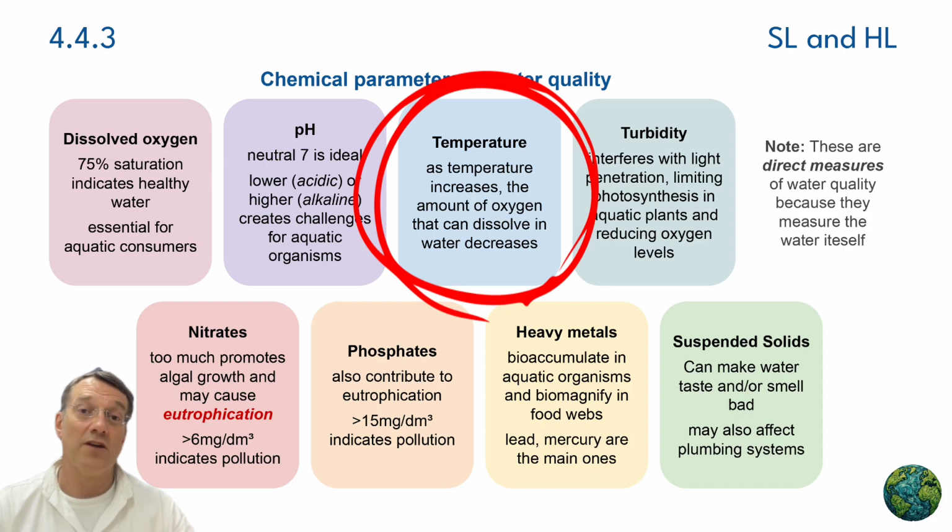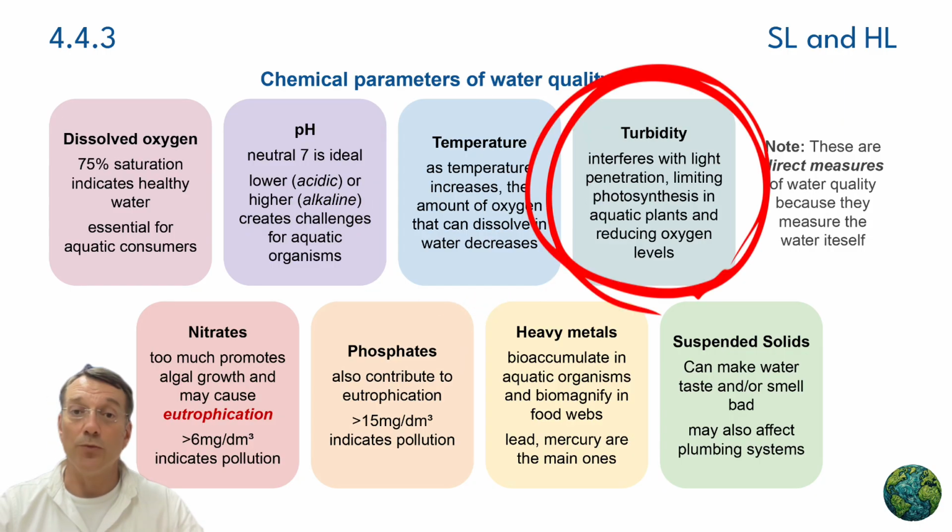Temperature matters because as water temperature increases, the amount of oxygen that can dissolve in water decreases. This is why warm water holds less oxygen than cold water, and why thermal pollution is so problematic. Turbidity refers to how cloudy water is. High turbidity interferes with light penetration, limiting photosynthesis in aquatic plants. Less photosynthesis means less oxygen production, and that creates a cascading effect.